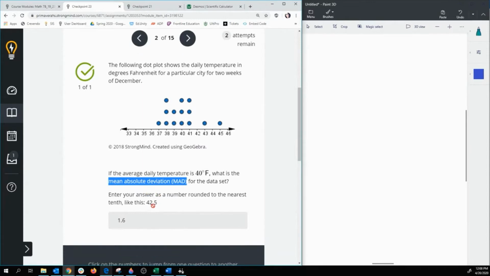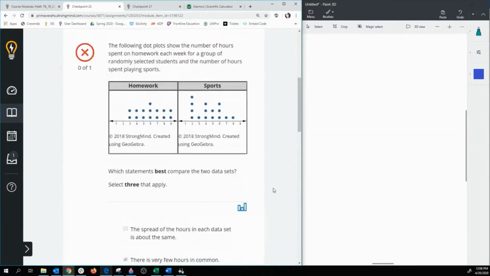Skip. All right. So third one. Here we have these two different dot plots, and it says that the following dot plots show the number of hours spent on homework each week for a group of randomly selected students and the number of hours spent playing sports. Which statement best compares the two data sets? And we are to select 3 that apply.